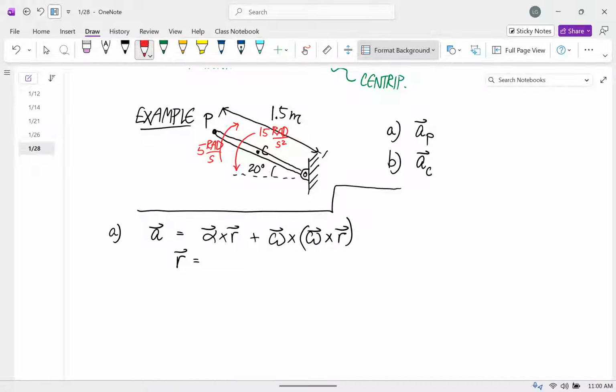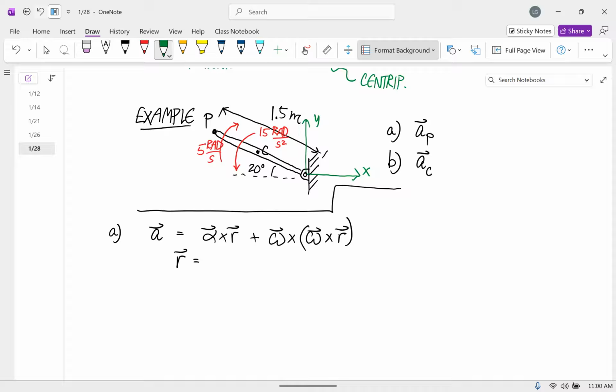I haven't given a coordinate system, but let's just use a standard coordinate system with X this way, Y this way. If X and Y are those directions, what direction is Z? Into or out of the page? Out, yep. Because the right-hand rule tells you that X cross Y is equal to Z.